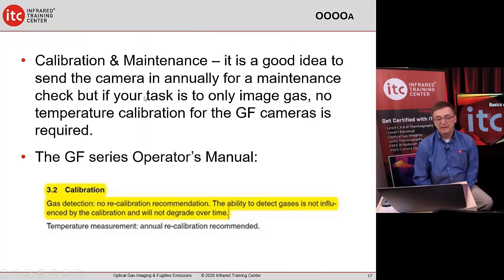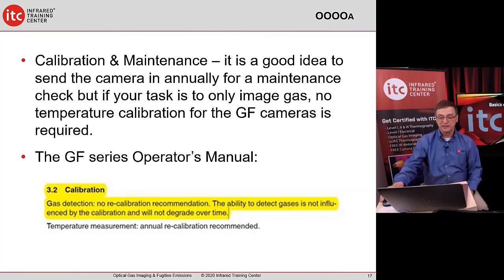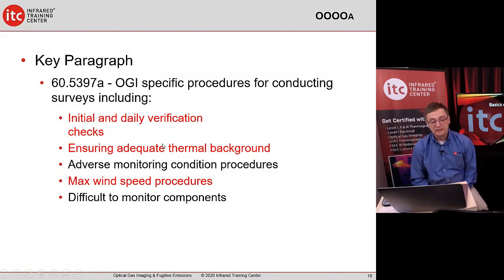Also, the calibration and maintenance is a really good idea to send these cameras back annually for maintenance check. But if your task is only to image gas, you do not have to get a temperature calibration for the GF cameras. And that's been in our manual since we started producing these. And that's paragraph 3.2 in this manual that I think is the general GF series operators manual. So it says no recalibration recommendation. And so the ability to detect gases is not affected by how accurate your camera can measure temperature. It's always filtered, and it will always image gas if there's any present.